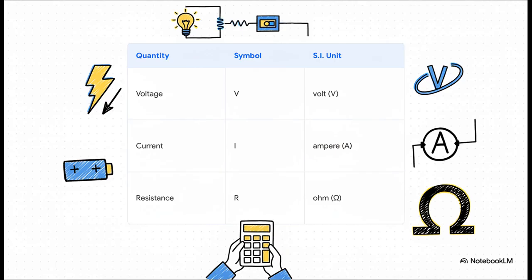Voltage, we measure that in volts, symbol V. Current is measured in amperes, or we just call it amps, symbol A. And resistance is measured in ohms, and it has this cool Greek symbol omega. You must know these units and their symbols for your calculations, okay?